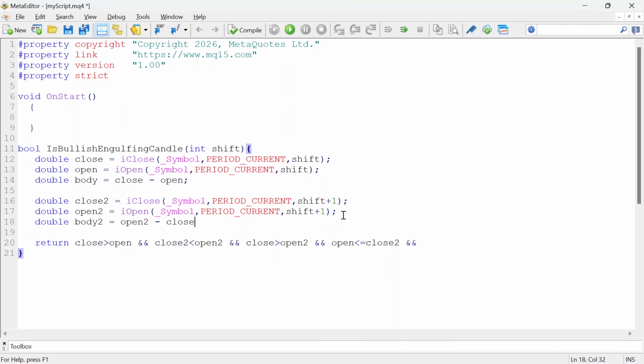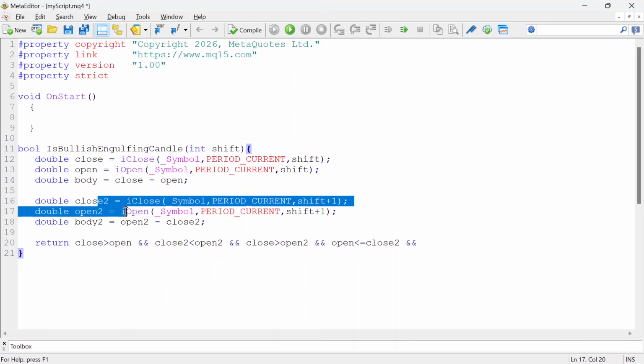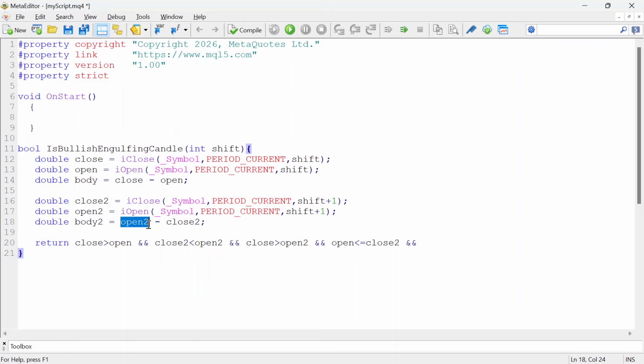So you'll be wondering why I said close minus open and open minus close. I believe you should understand that since we are expecting this to be a bullish candle, the close should be higher than the open, so this will return a positive number. And since we are expecting this to be a bearish candle, we are expecting this open price to be higher than this close price so that we can get a positive number. So that is the reason why I said open 2 minus close 2.